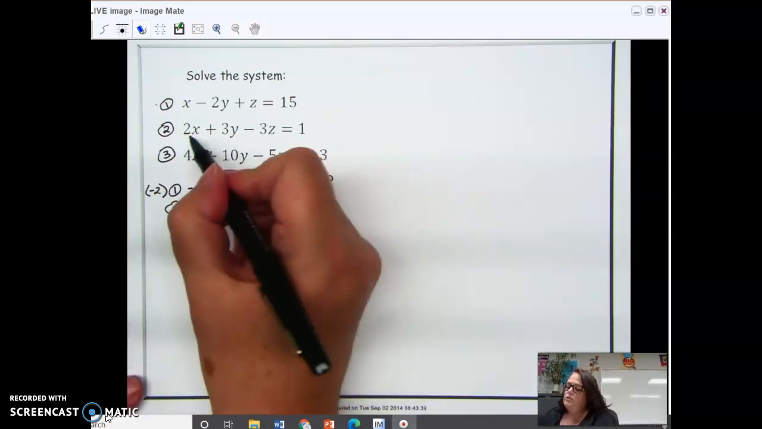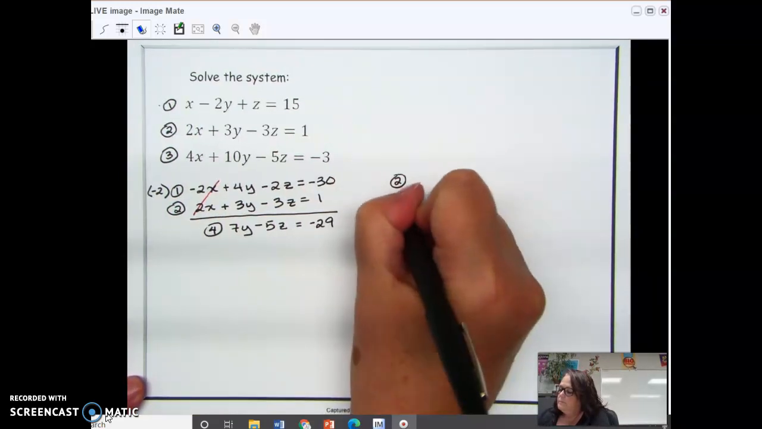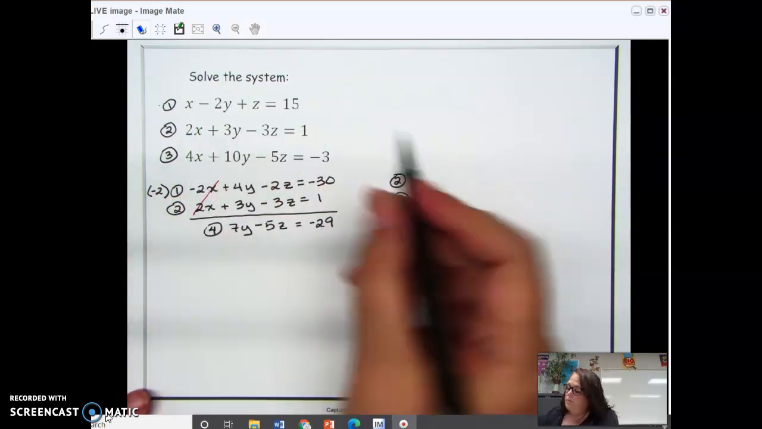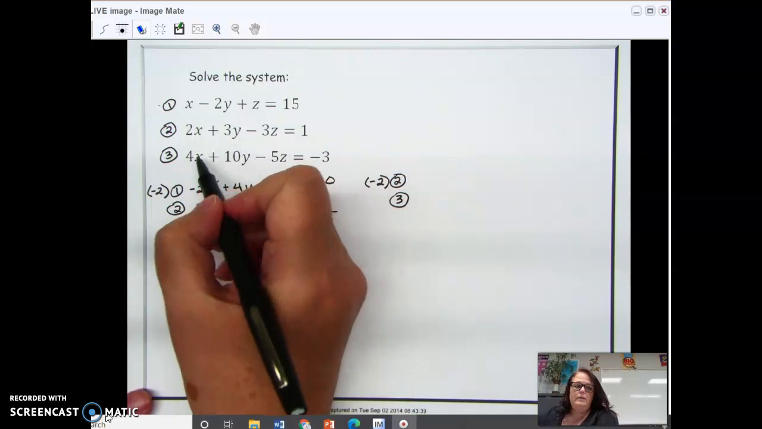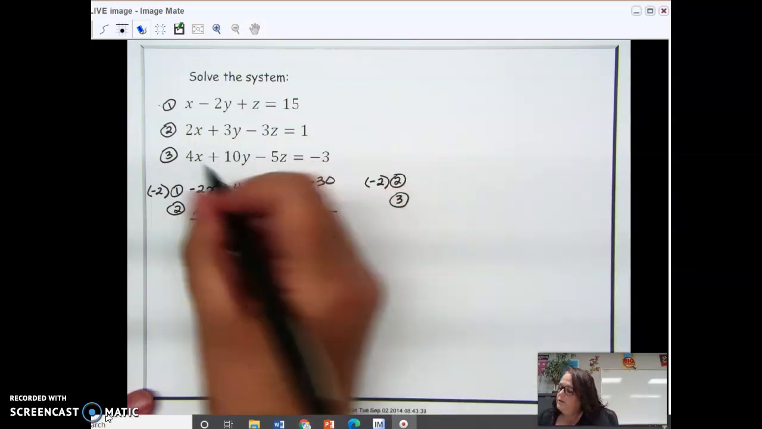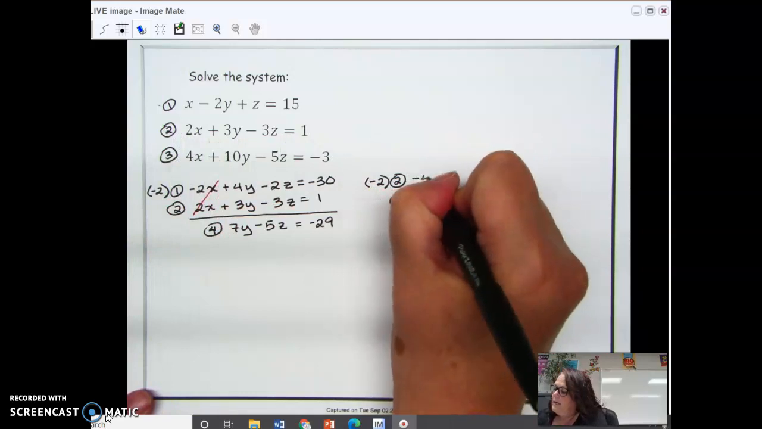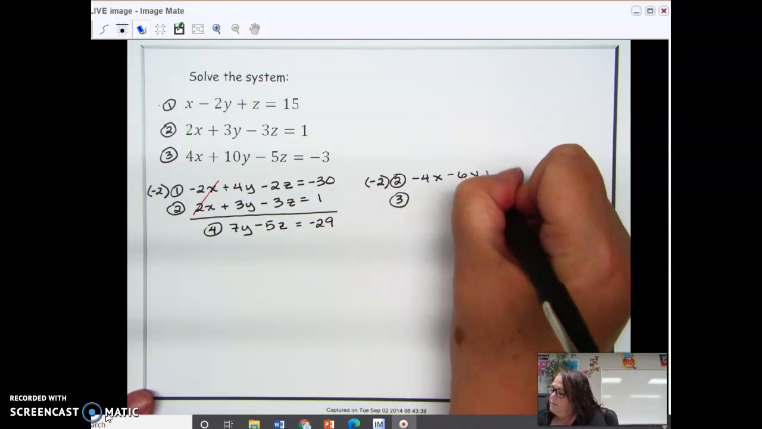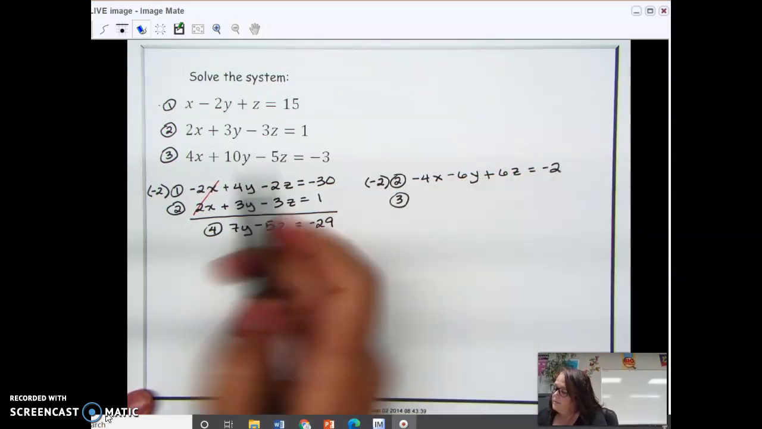So then I could use equation 2 and 3 if I want to. And then that way I can double equation number 2 and take the opposite. And then these two become perfect opposites of each other. So multiplying the second equation through by -2, I get -4x, -6y, and I get positive 6z is equal to -2. Double check that.